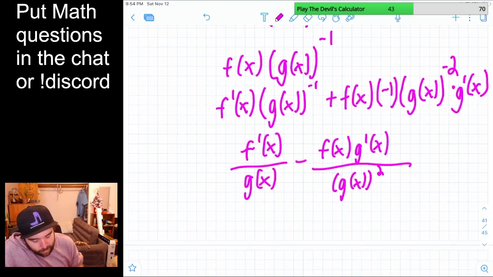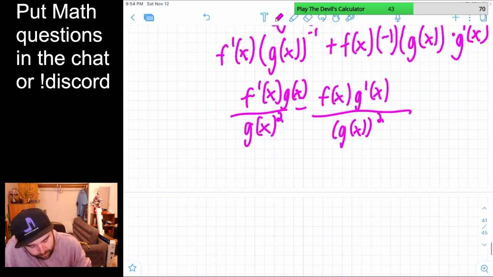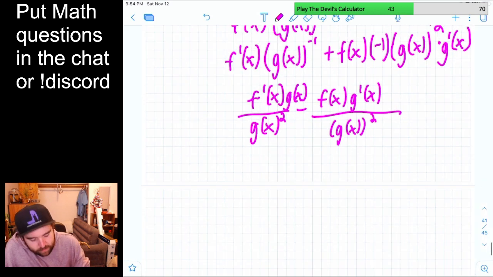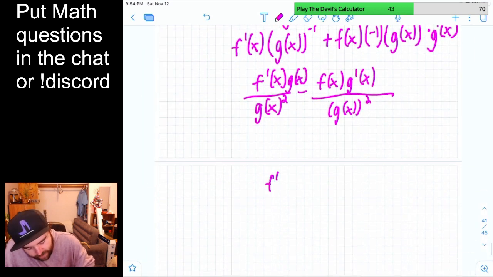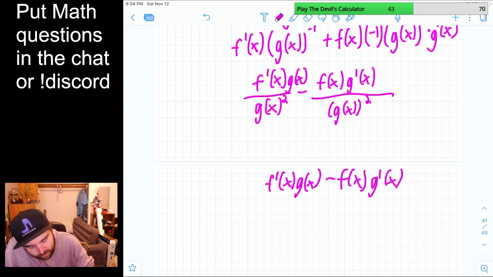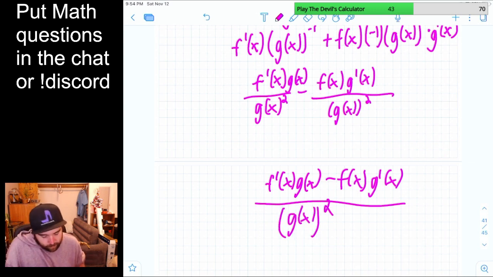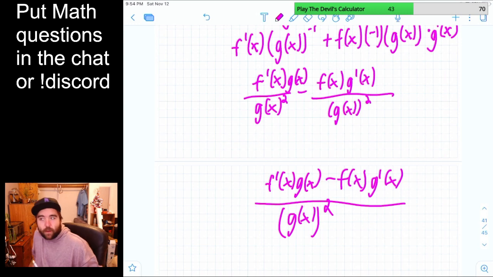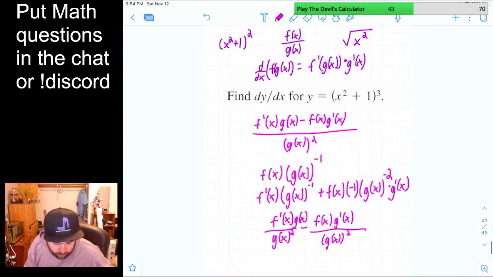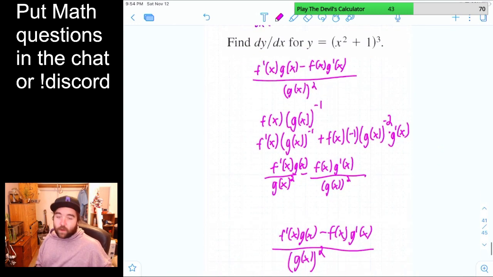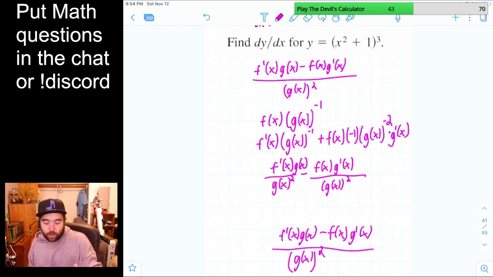We just need a common denominator, so we need to multiply this by g of x, and then we combine those fractions, and you see we do indeed get the quotient rule. We have f prime of x times g of x minus f of x times g prime of x over g of x squared. And so again, we took the derivative using two different methods, one of them the chain rule, the other one the quotient rule, and we got the same answer.